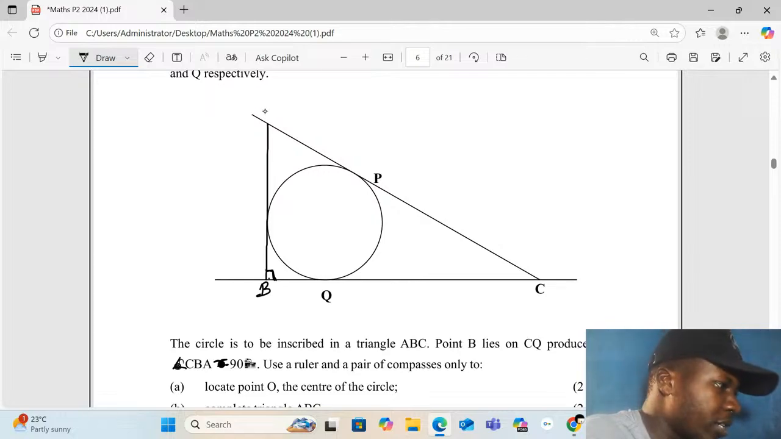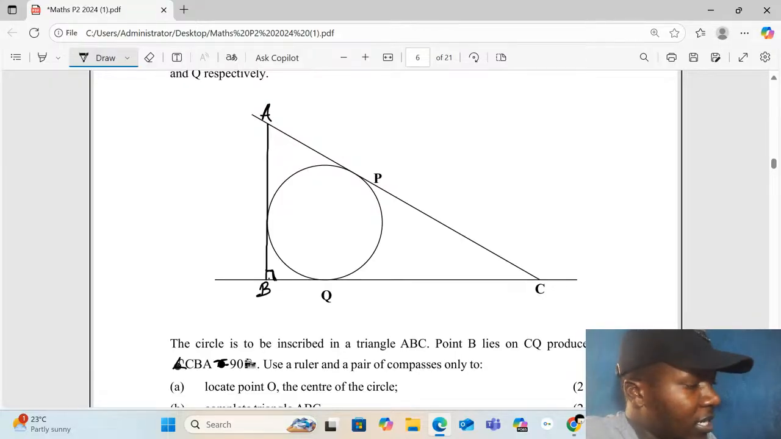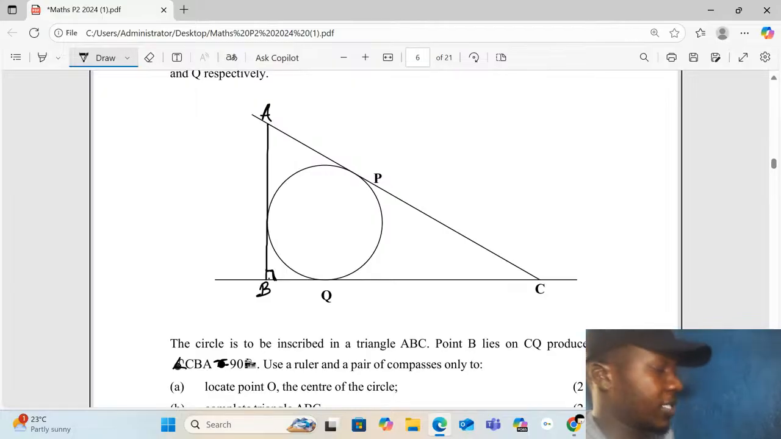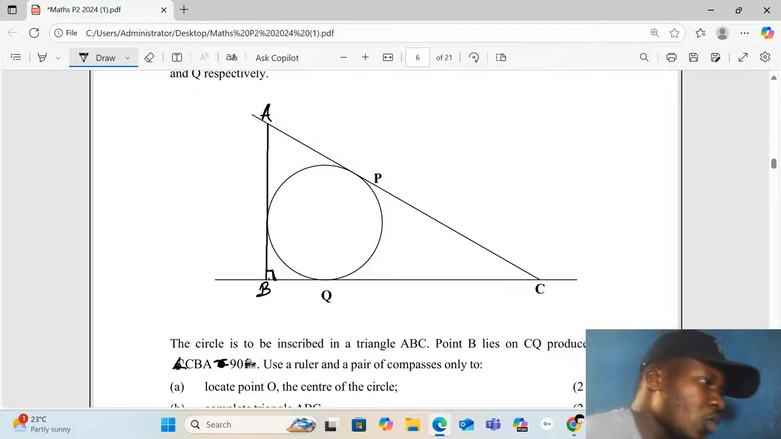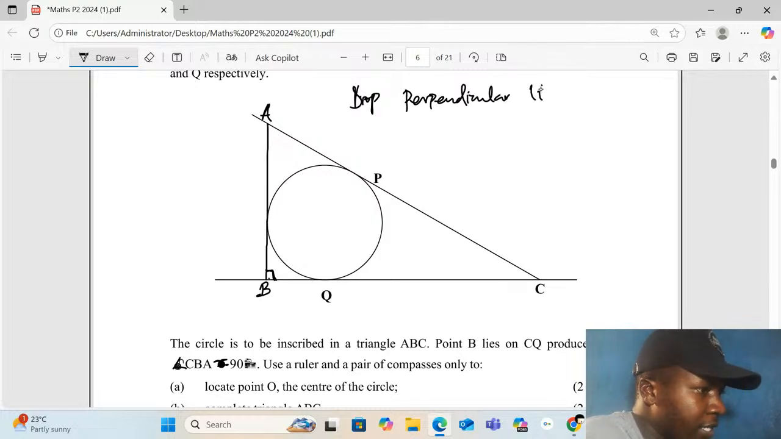Then we'll have point A at this part here. So we shall have our triangle ABC. And you can see the circle is now inscribed. For you to locate point O, which is the center of the circle, you have to do this. You drop perpendicular lines at P and Q.